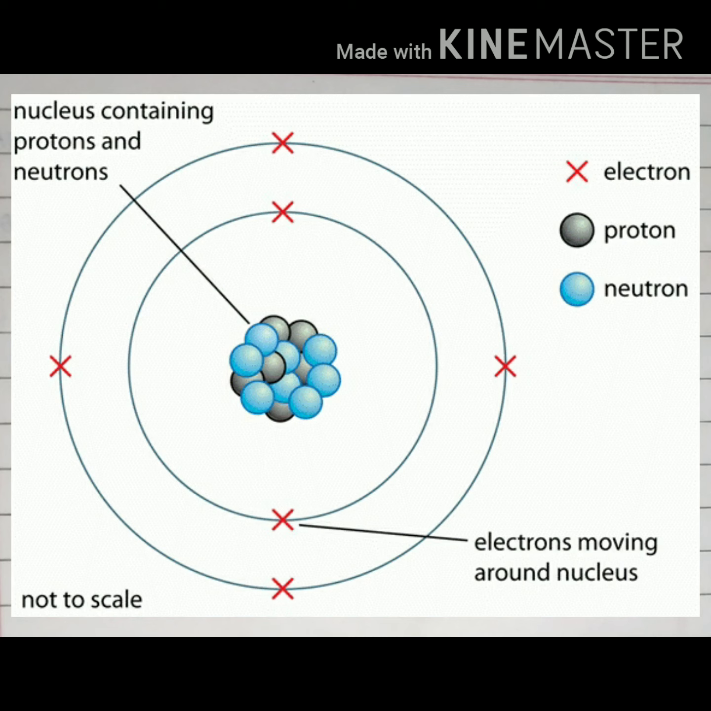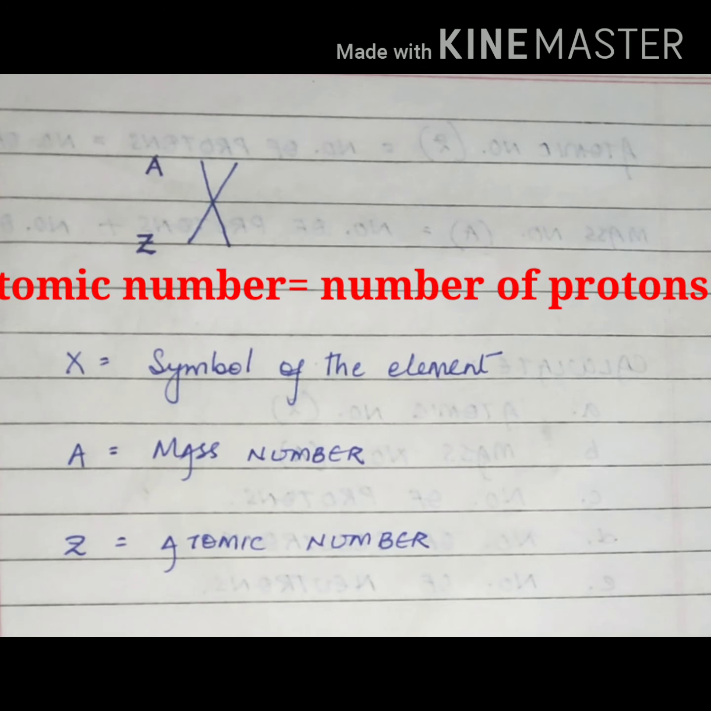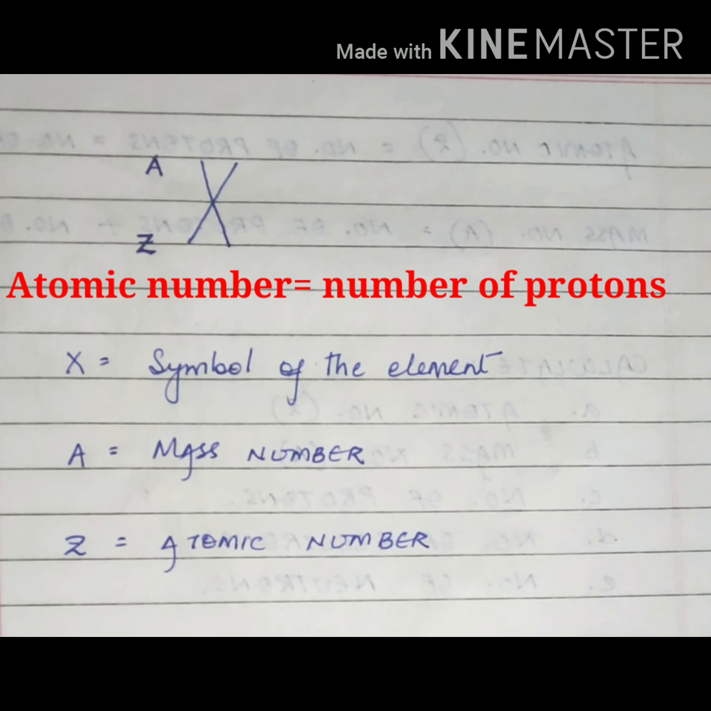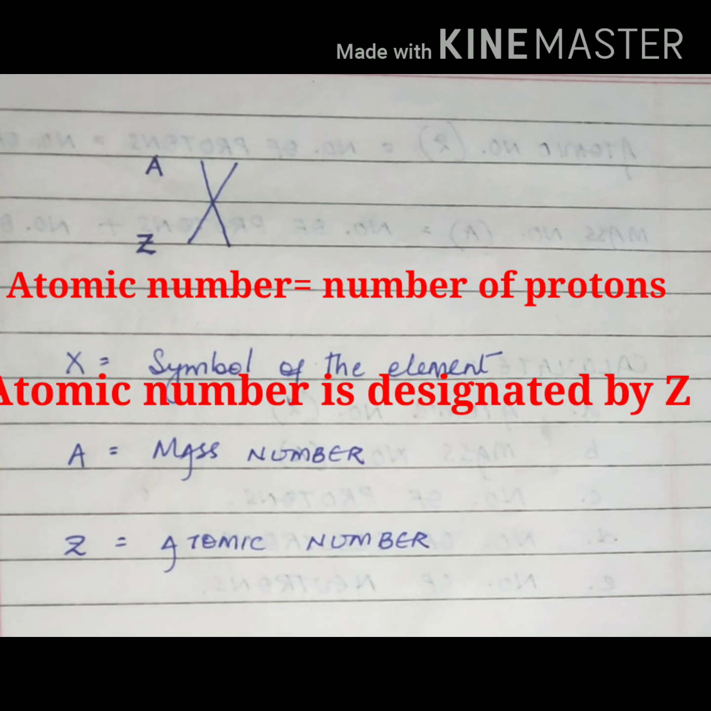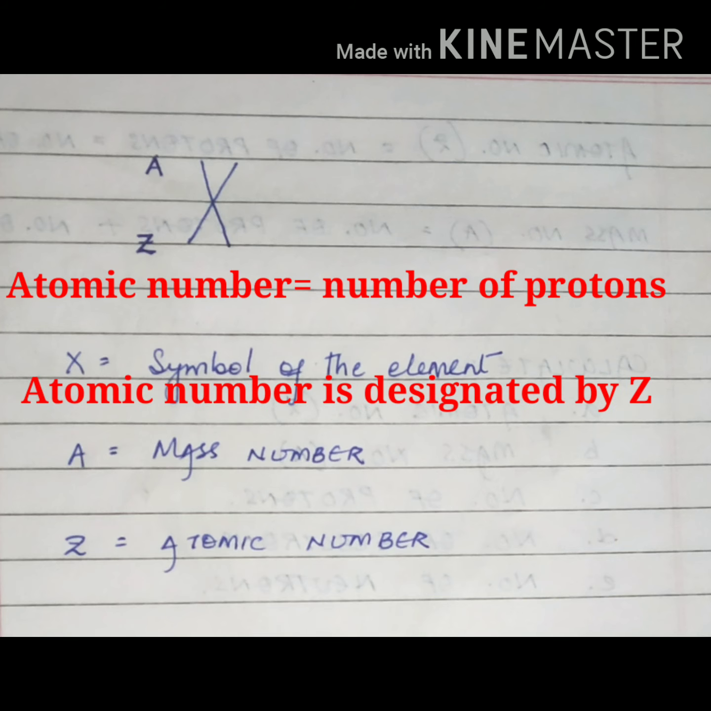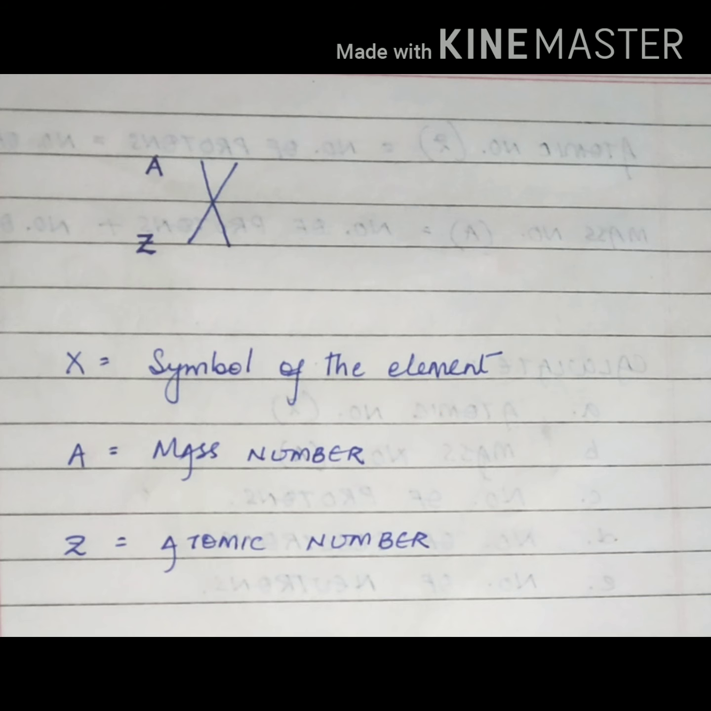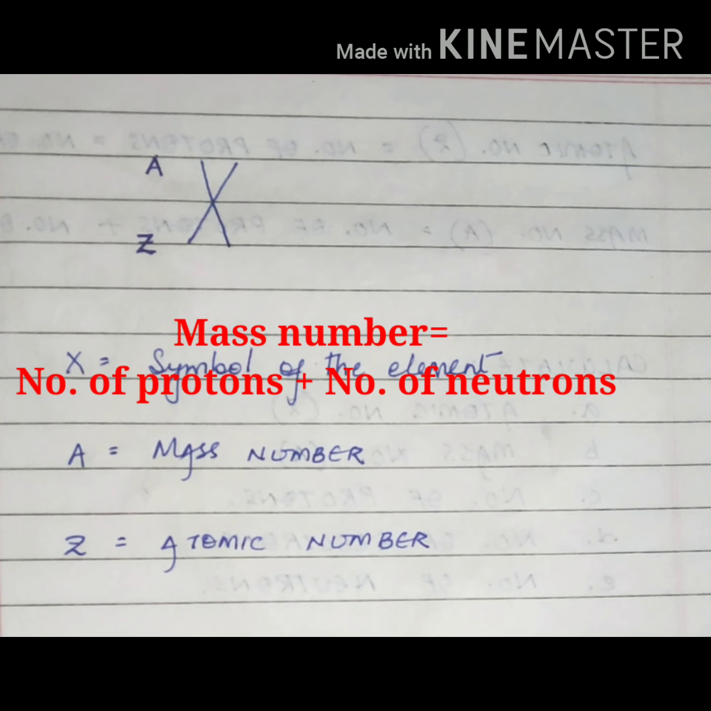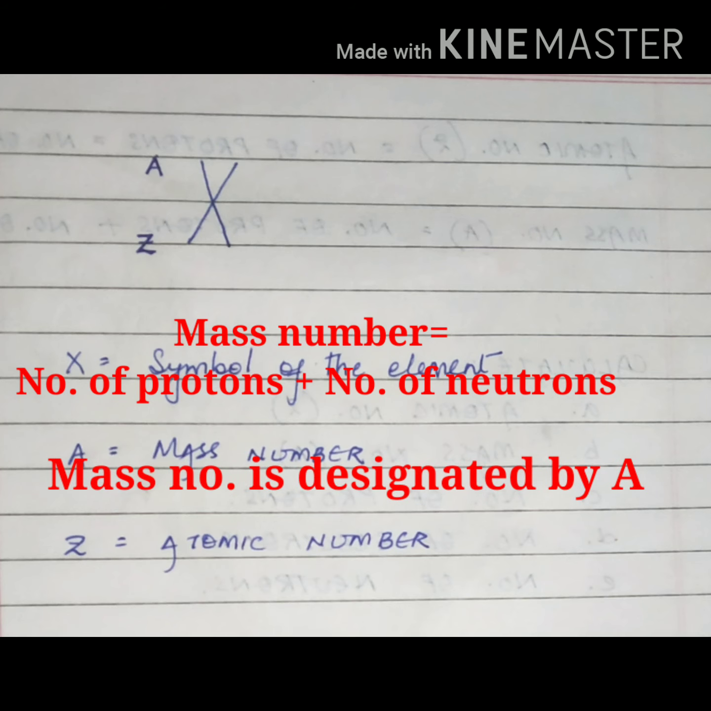Now we will discuss about the mass number and atomic number. The atomic number is equal to the number of protons present in the nucleus of an atom. Atomic number is designated by the symbol Z. The mass number is equal to the number of protons plus the number of neutrons in the nucleus of the atom. The mass number is designated by the symbol capital A.